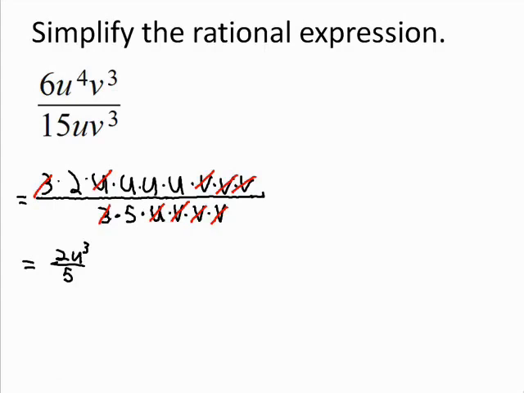This expression has to have the same domain as the original expression. In the original expression, there is a u and a v in the denominator, so neither u nor v can be equal to 0. The simplified expression is 2u cubed divided by 5, where v is not equal to 0 and u is not equal to 0.